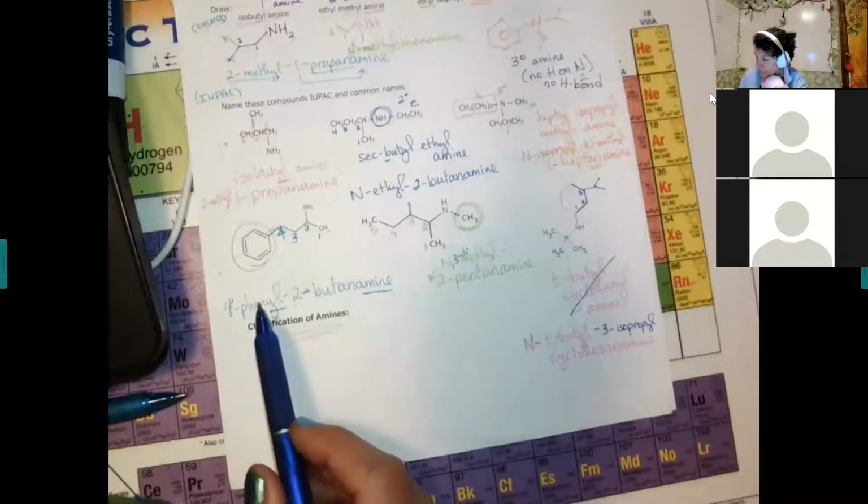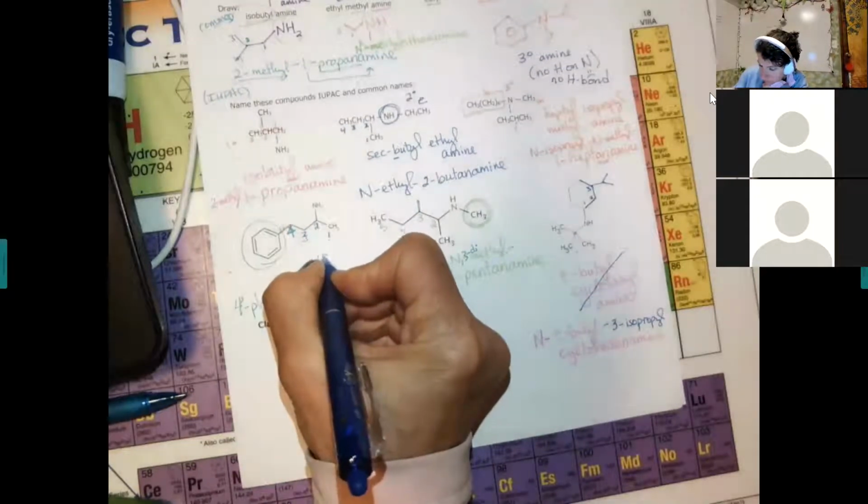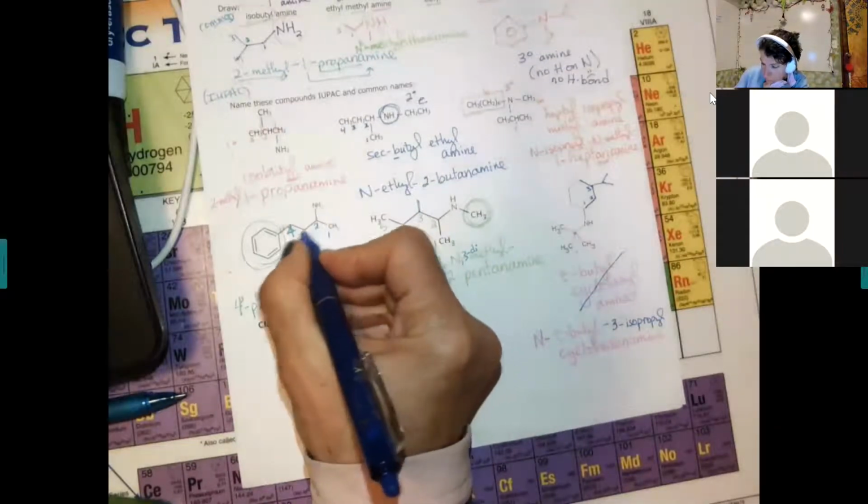All right, we have to put these last 3 into categories. So this one is a primary because the nitrogen has just 1 carbon attached. This one is a secondary because the nitrogen has 2 carbons. And this one's a secondary. So the classification's pretty straightforward. So questions with that?